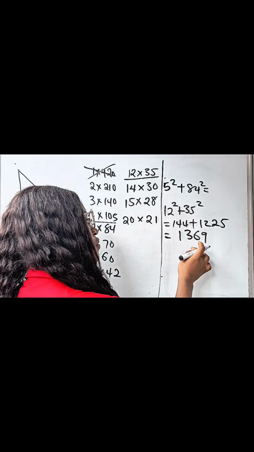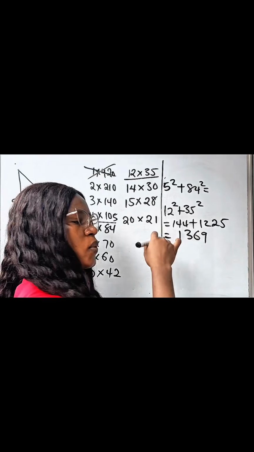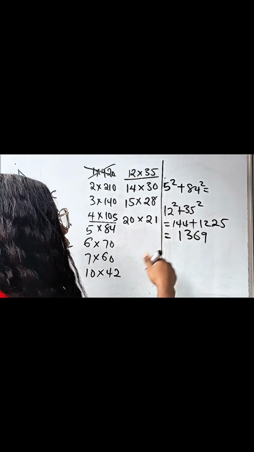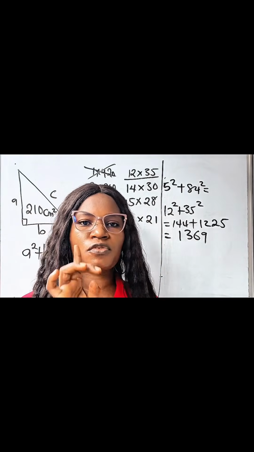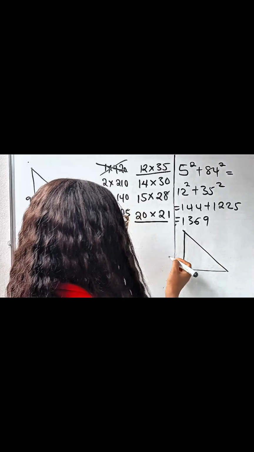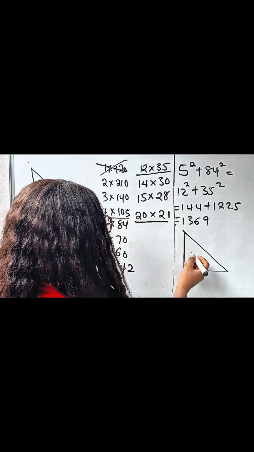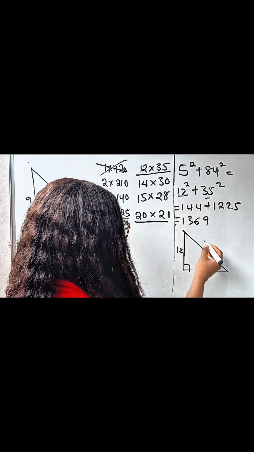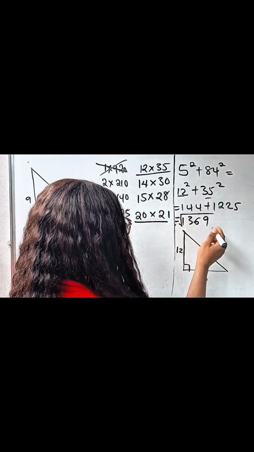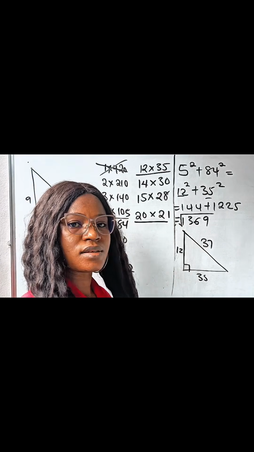Now this is a perfect square because 37 squared will give you this. That means we have gotten the first triangle. Our triangle will have sides 12, 35, and then the square root of 1369, which is 37.